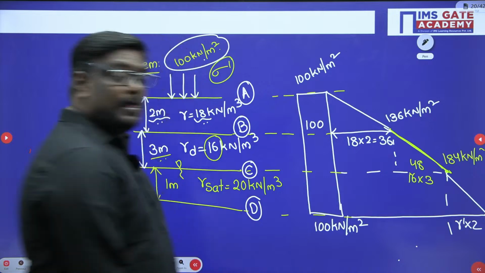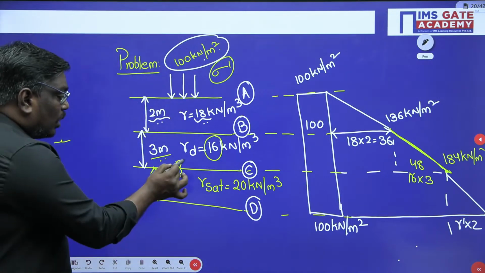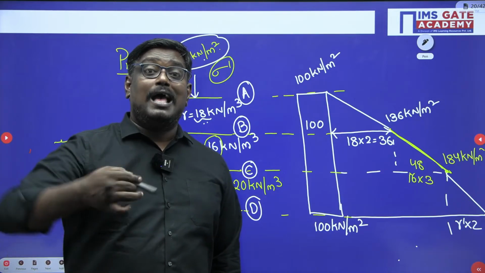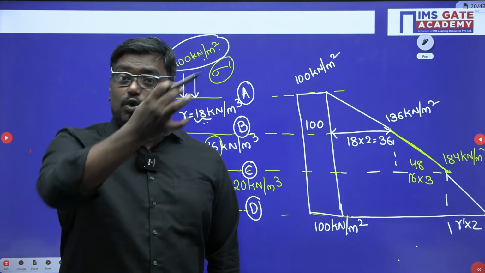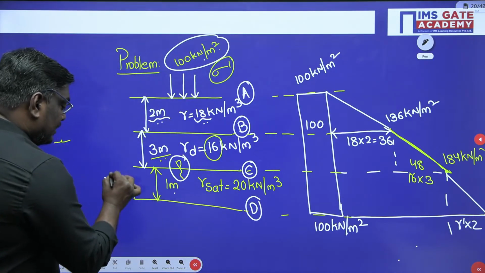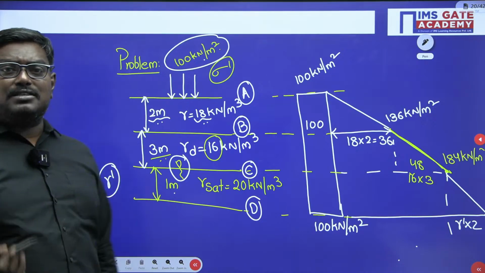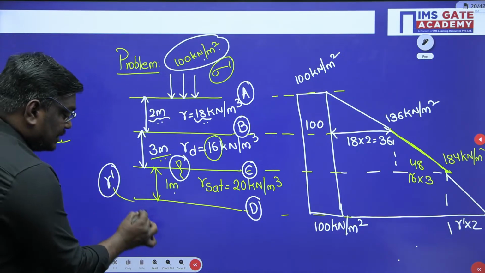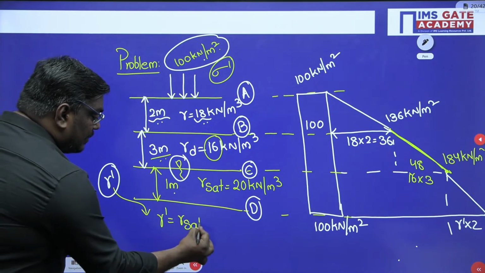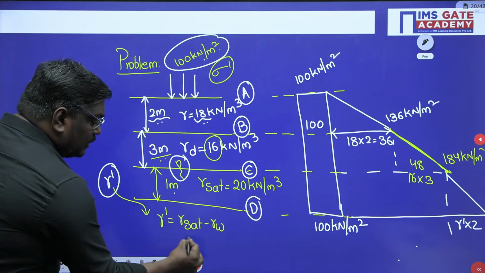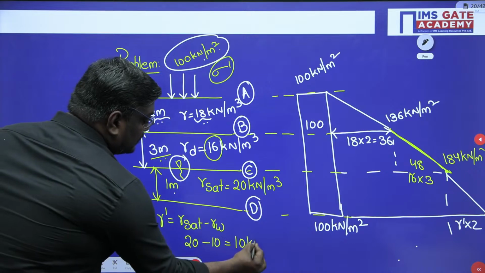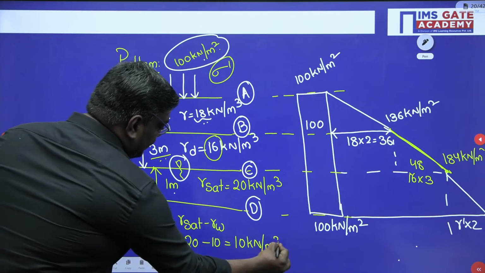In the third layer, we have a water table. So my dear students, what I would like to tell you here is how to apply the different cases. Whenever there is a water table, you have to write it with gamma dash. What do you mean by gamma dash here? Gamma dash is nothing but gamma sat minus gamma W. Here gamma sat is 20 and gamma W is 10. So gamma dash will be equal to 10 kilonewton per meter cube.